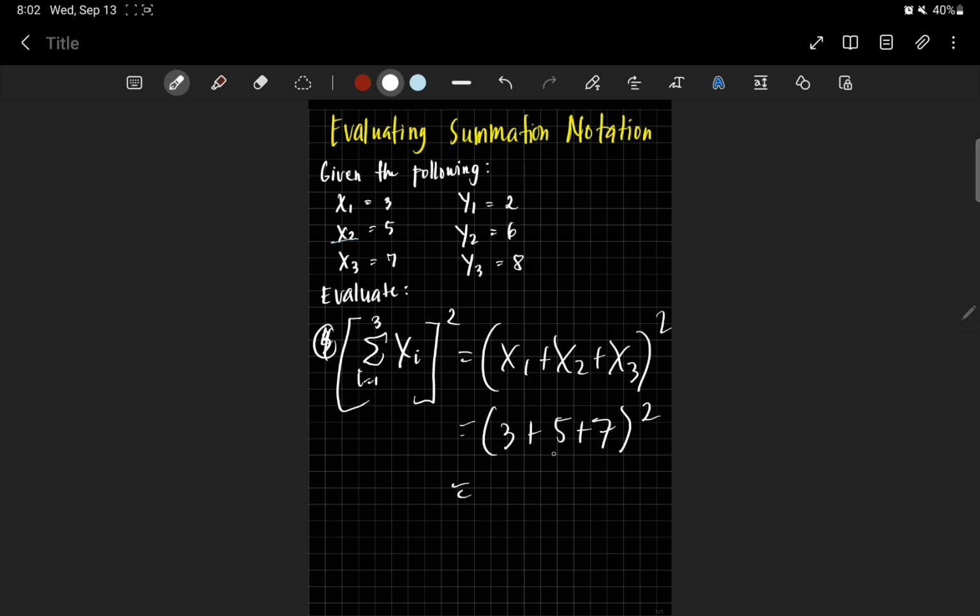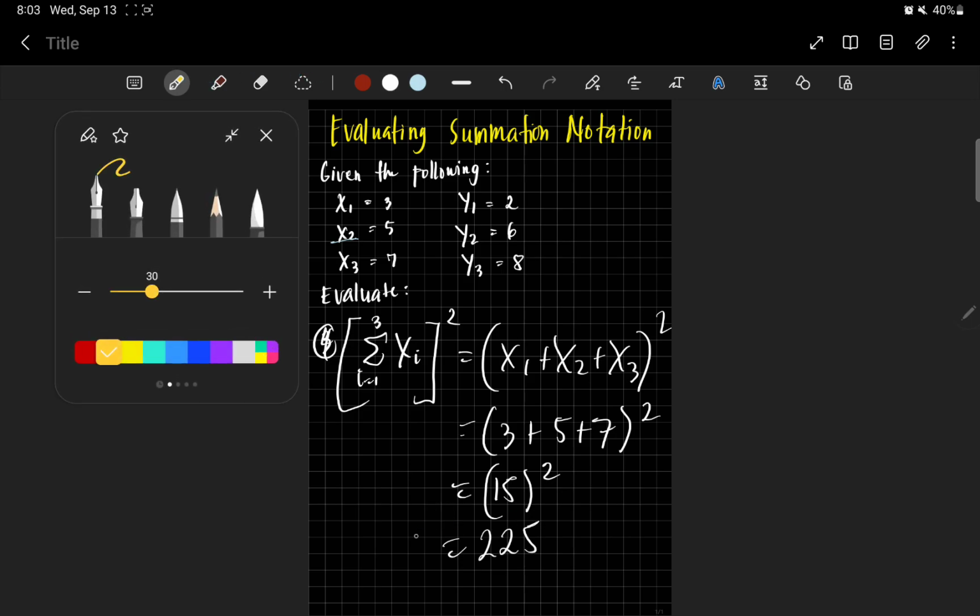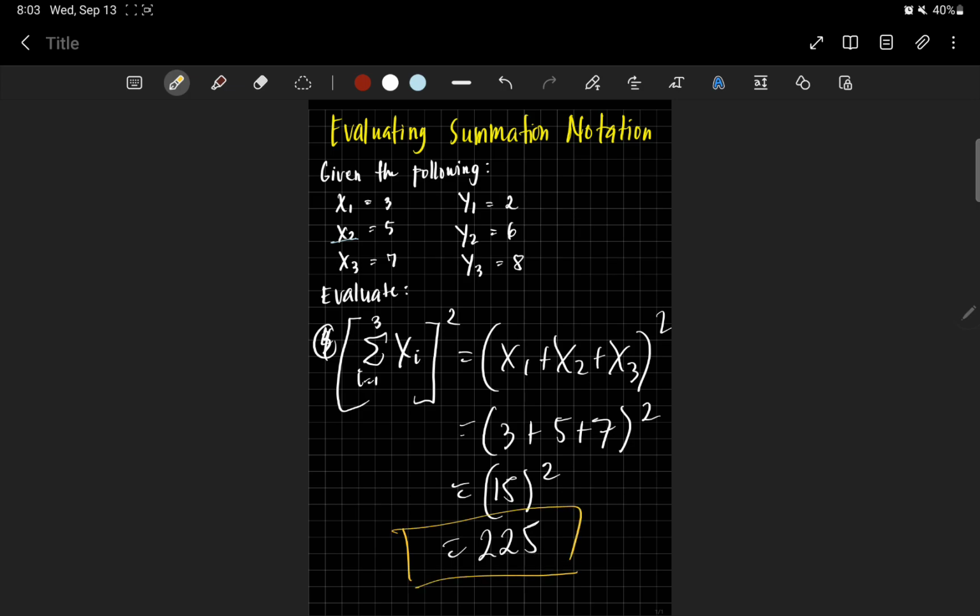3 plus 5 is 8, plus 7 is 15. So, you have here 15 raised to 2. And 15 raised to 2 is 225. So, our answer here is 225. Okay, so meaning the summation of x sub I from 1 to 3 raised to 2 is equal to 225.